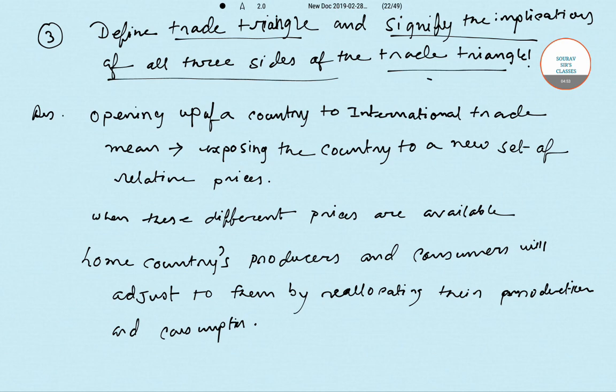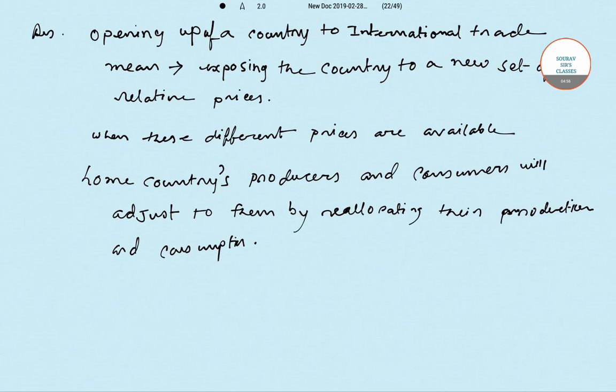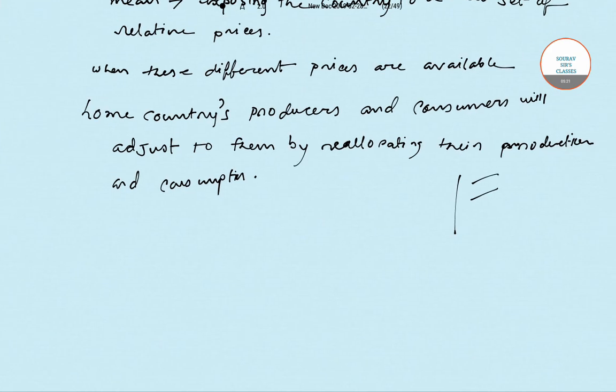So the opening of a country to international trade means exposing the country to a new set of relative prices. So there are various sets of relative prices. Now when these different prices are available, the home country's producers and consumers will adjust to them by reallocating their production and consumption pattern. This reallocation leads to gains from trade.